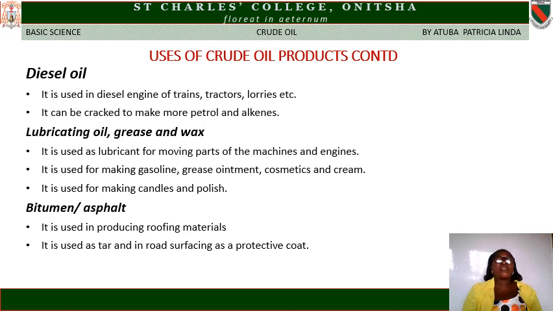The next one is bitumen/asphalt. Its uses. It is used in producing roofing materials. It is used as tar and in road surfacing as a protective coat.